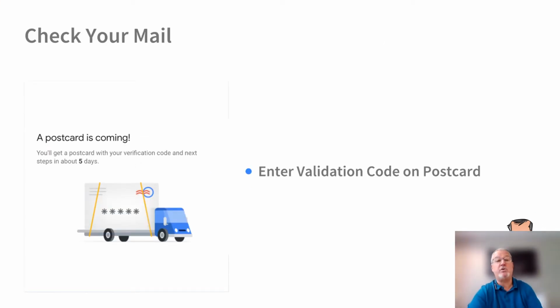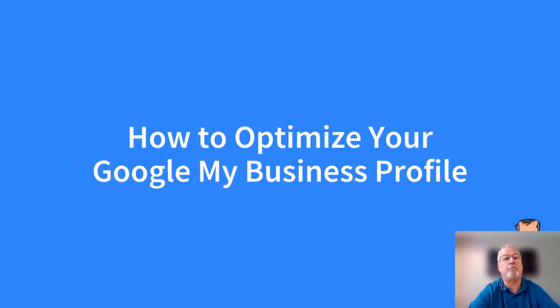So once you've completed this process, you'll see this screen confirming a postcard is being mailed with your verification code. Once you receive it, you return to your google.com business profile and complete your verification process by entering the code. Okay, pretty simple. And it doesn't take long. Yeah, I think it took me about 4 or 5 days to get mine. So you want to get on that right away so you can get started.